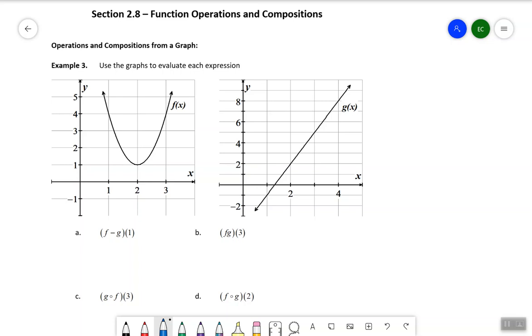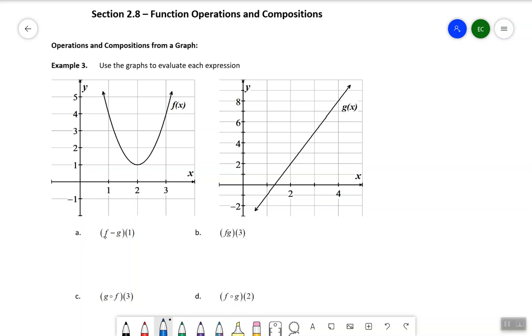We've been talking about function operations and compositions, and we've been doing them algebraically. And now I'd like to finish the section by going back and looking at operations and compositions from a graph and also from a table. So in this next example, we'll use the graphs to evaluate each expression.